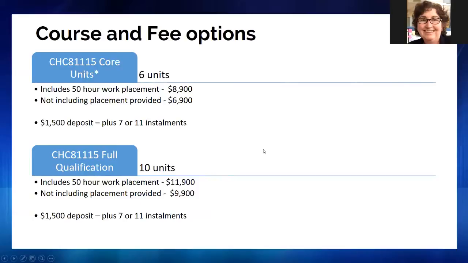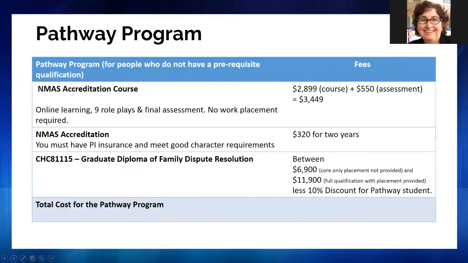The full qualification, so that's all 10 units, including the work placement, is $11,900. If you believe you can provide your own work placement, $9,900. And once again, the 7 to 11 instalments. If you don't have the prerequisite, then we have a pathway program.